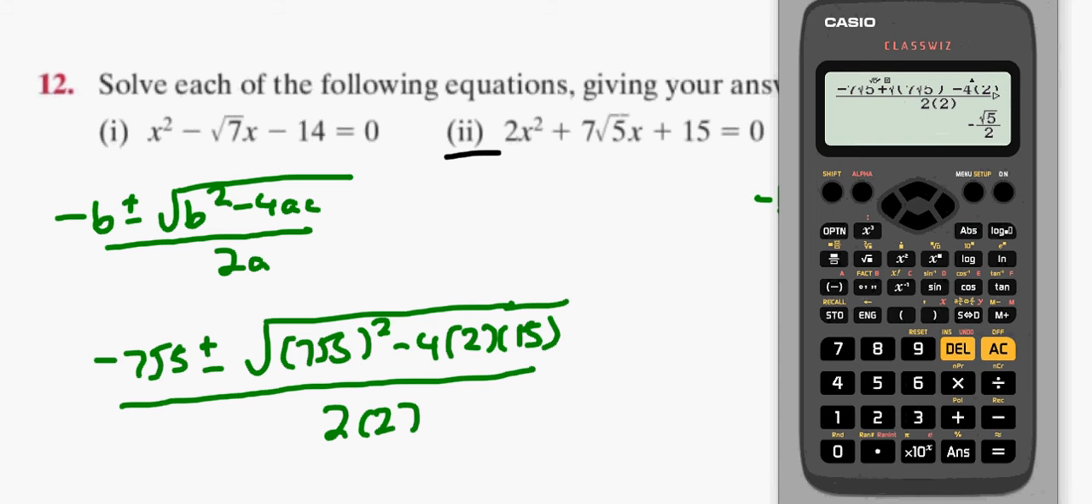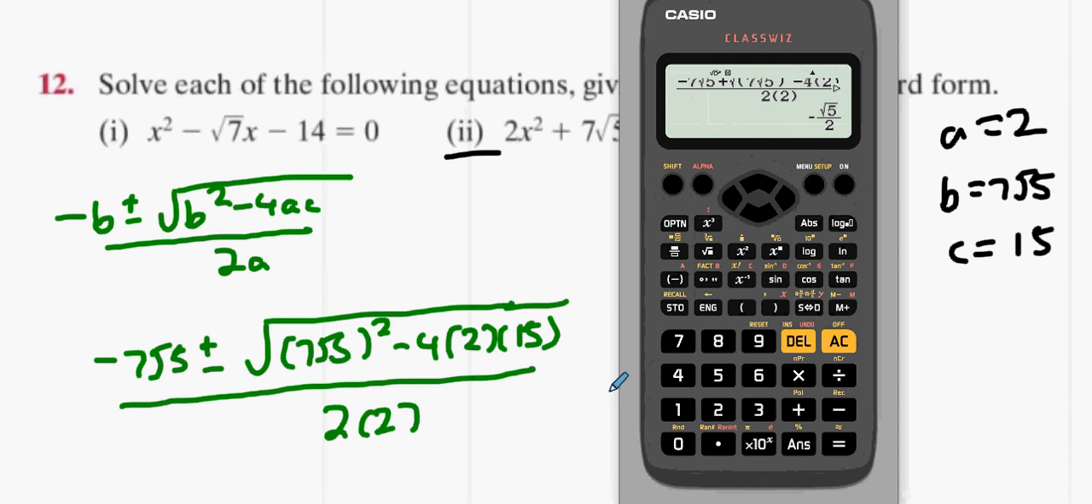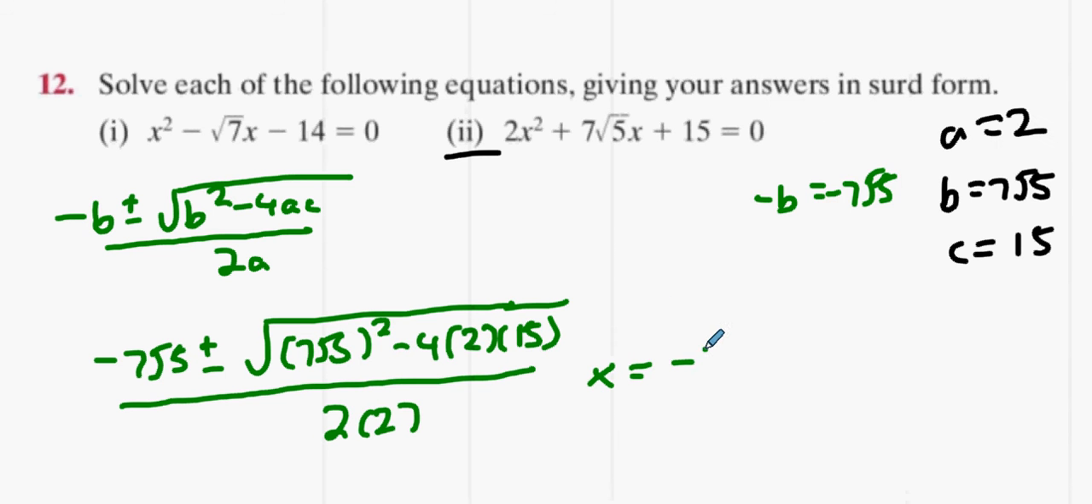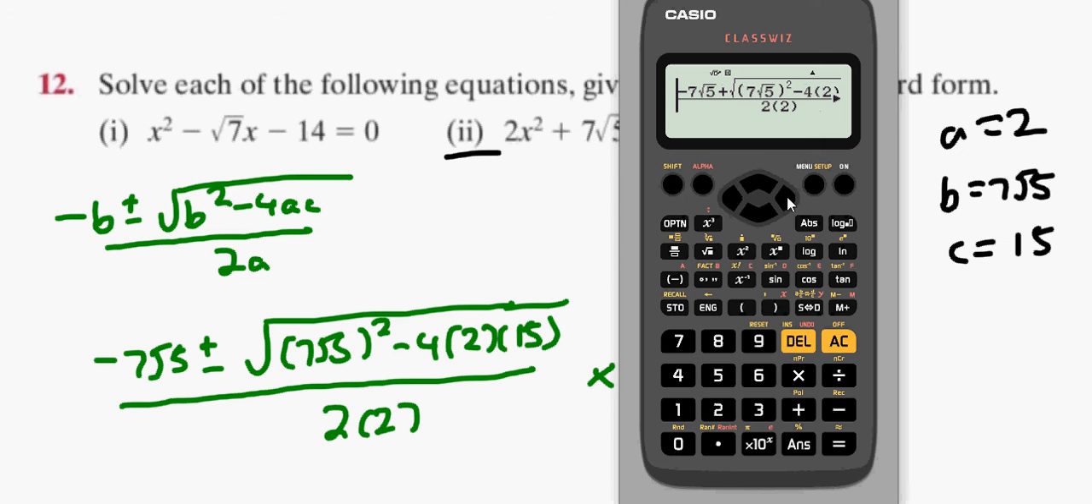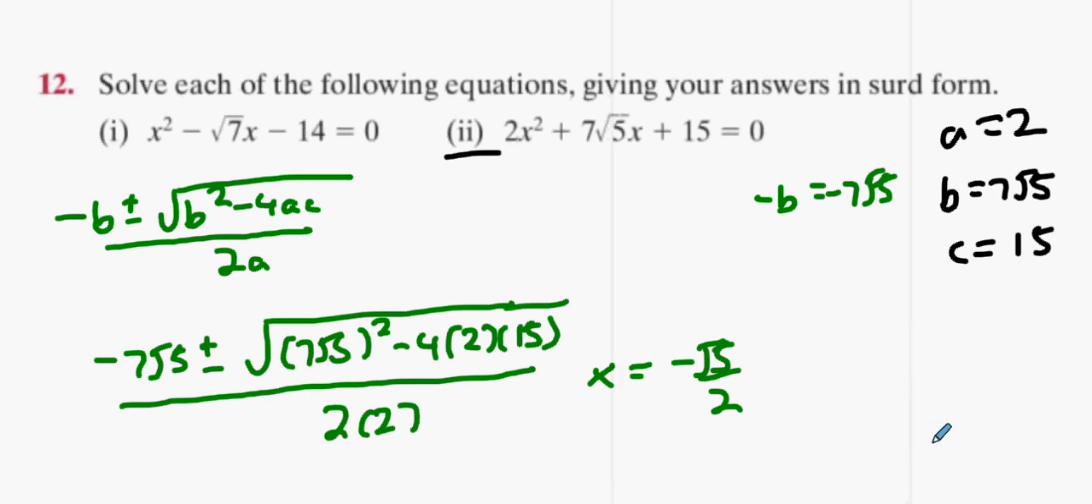Give your answer in surd form, okay? So the first answer is minus root 5 over 2. The second answer is minus 3 root 5.